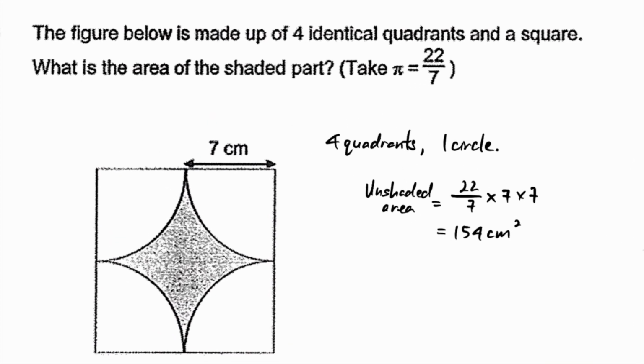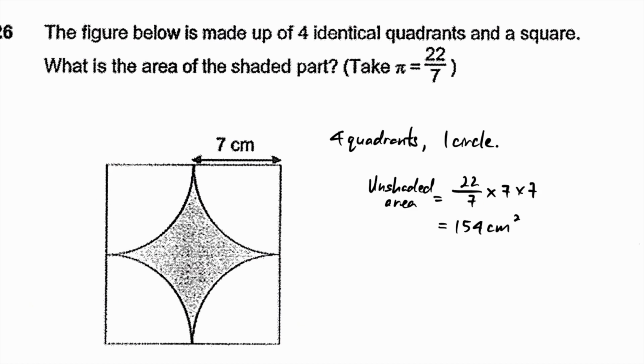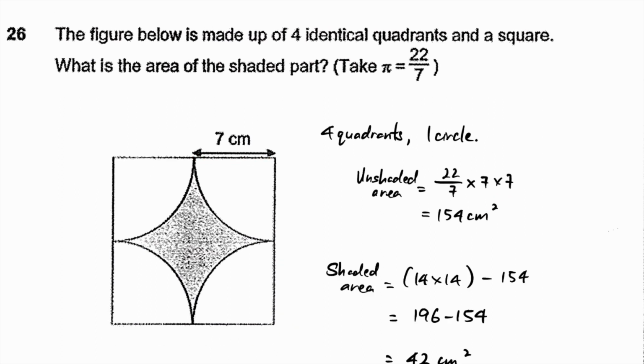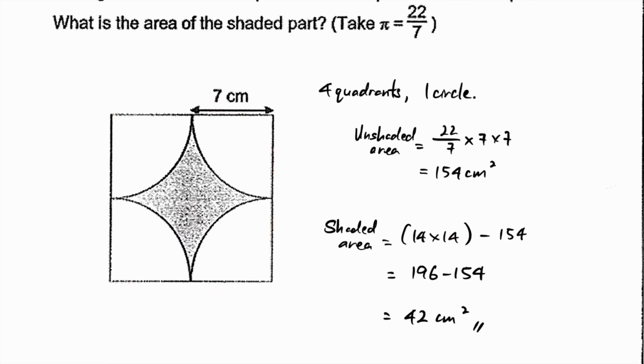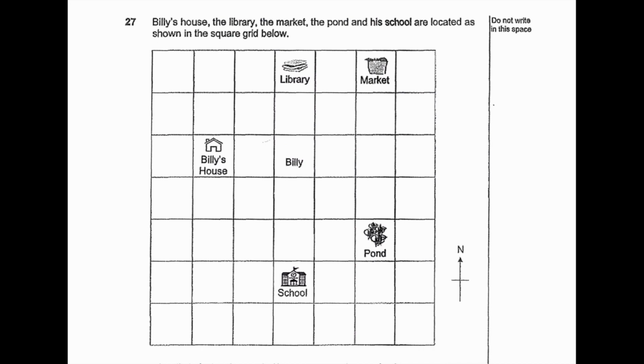So the unshaded area basically is the area of 1 circle, which is pi r squared, and since the radius is 7, we got 154. Now, what's the total area actually? That's 14 by 14, right? That's the area of the square. So the shaded area, therefore, is the difference, the whole square minus the unshaded area. That gives us 42. Billy's house, the library, the market, and all these are located in the square grid below.